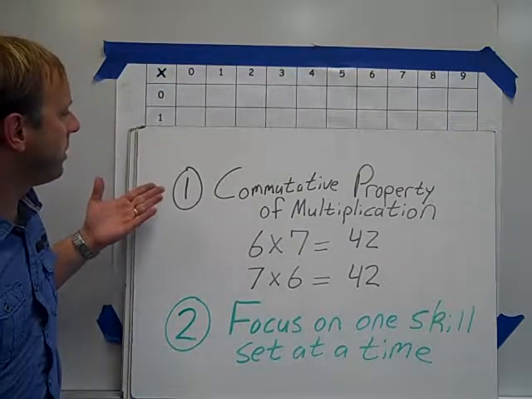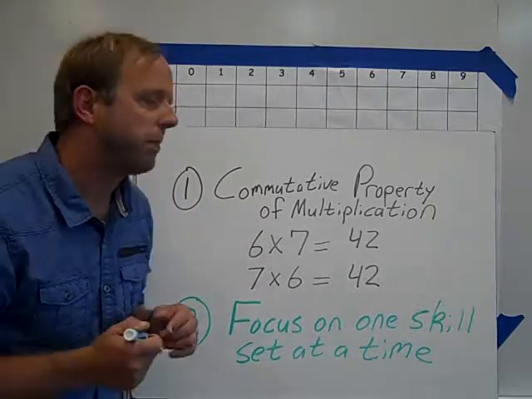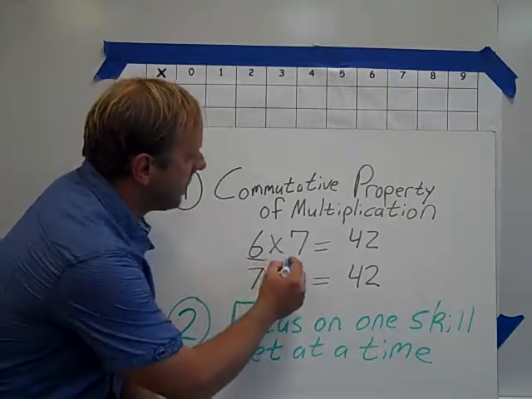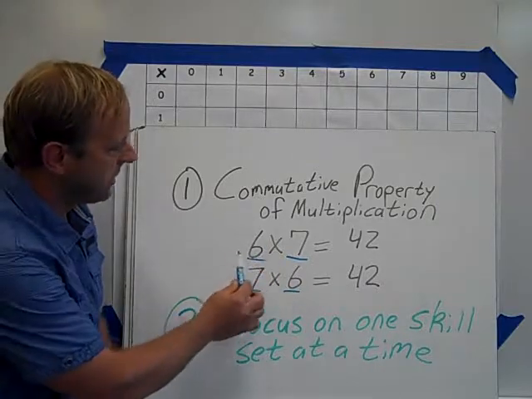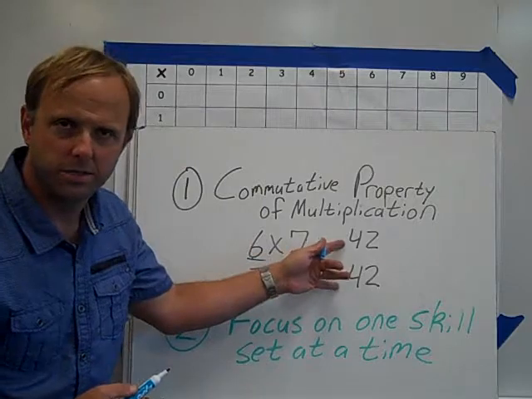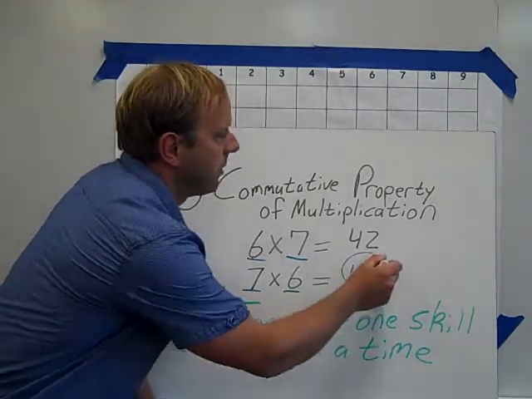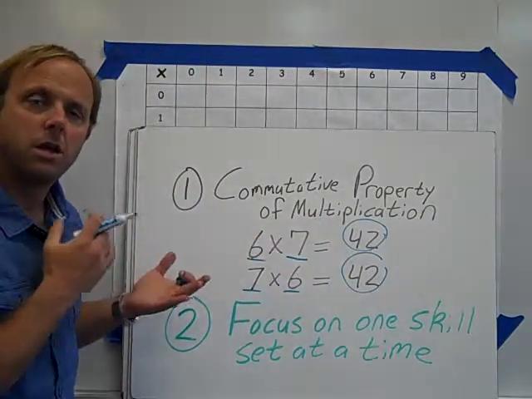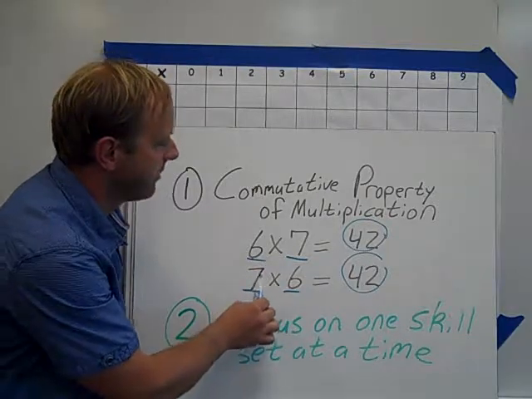So we begin with the basic concept of commutative property of multiplication. And what that means is that we're really not concerned about the order of our factors. 6 times 7 and 7 times 6 will both give you the same product, which is the answer, 42. So in 4th grade, we're more concerned with an accurate product. In 3rd grade, you learn about the fact that 6 groups of 7 is the same as 7 groups of 6.